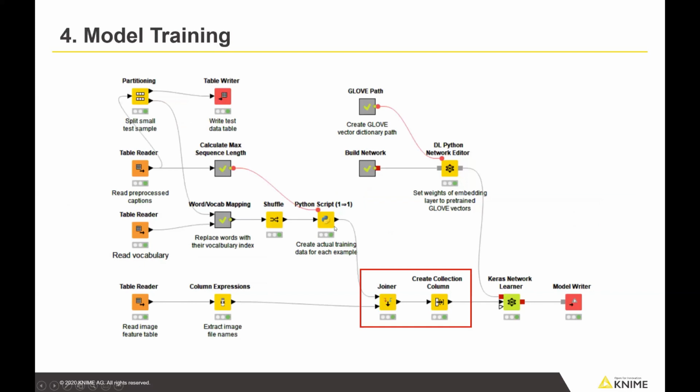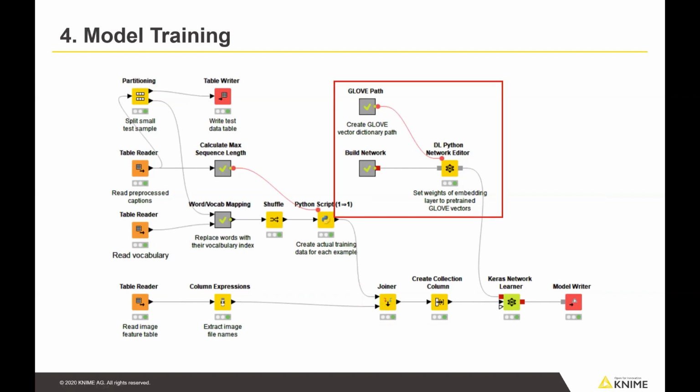At last, after we created this iterative format of our data, we join it with our image features, and then we are done with preparing the data. However, we still do not know what the network should actually look like. So this is what we will look at next, and which happens in this top right part of the workflow. Now let's look into this build network meta node.